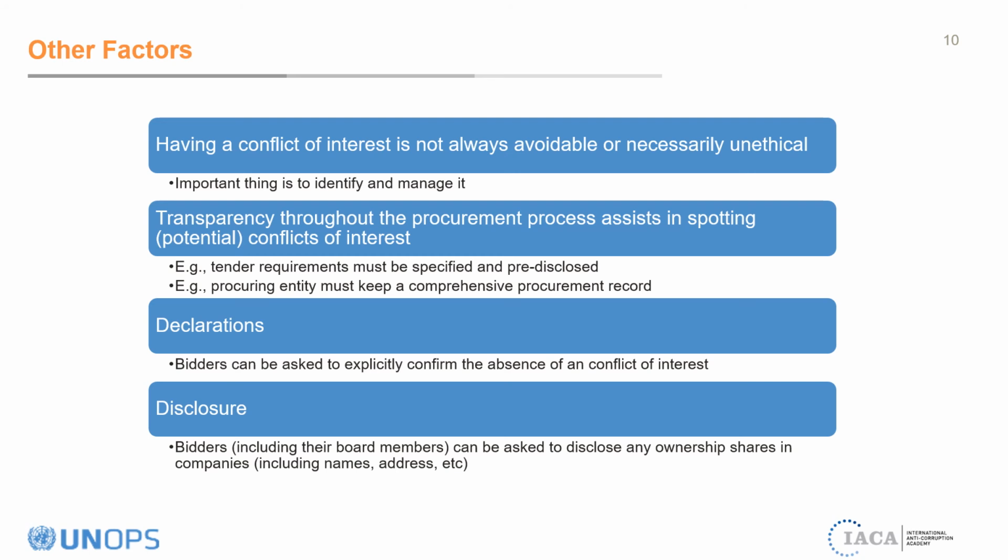There could be declarations. Bidders could be asked to explicitly confirm an absence of a conflict of interest. That could be part of the bidding process. And disclosure. Bidders, including their board members, can be asked to disclose any ownership shares in companies, including the names and addresses of those who might pose a potential conflict of interest.